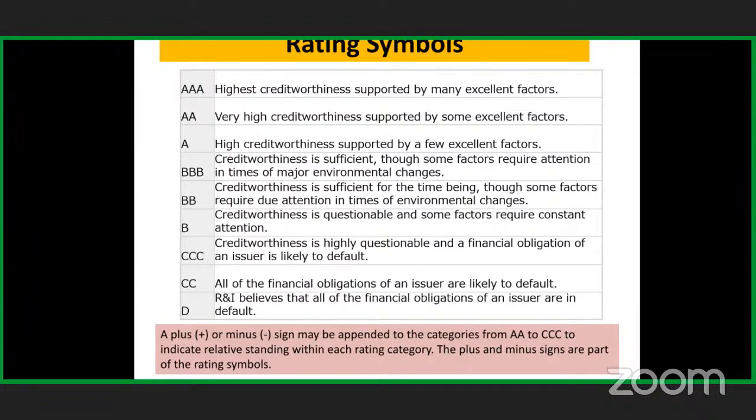Double A, very high. A, high. Triple B, satisfactory. Double B, next. B, next. Then the credit worthiness is questionable, and some factors require constant attention and monitoring before we invest. Then triple C, credit worthiness is highly questionable and the financial obligations of an issuer are likely to default.